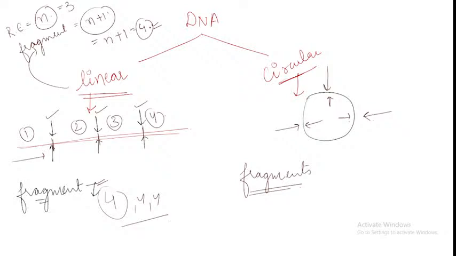So I hope Tejasvi and Vaishali, your doubt is clear now. Why is it 4 and not 3? You just have to count, nothing else. Just see where the cut is getting done and then just count the number of fragments.